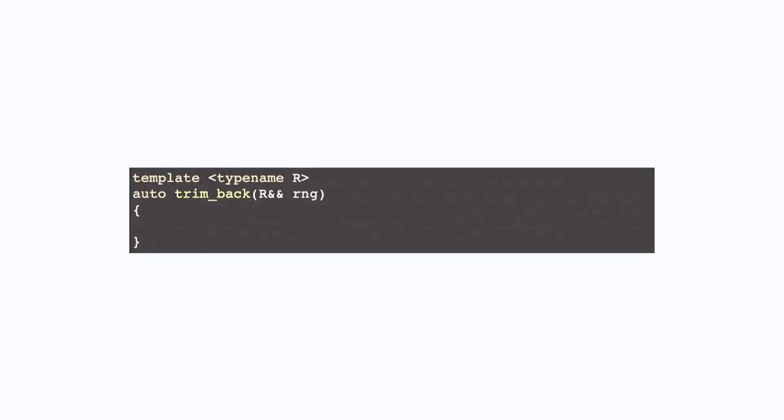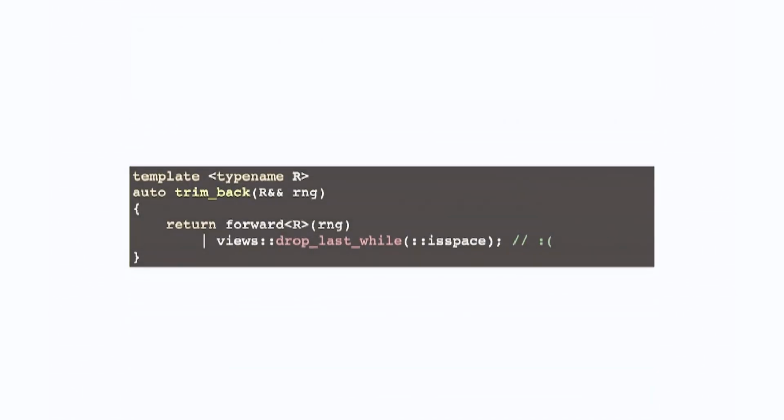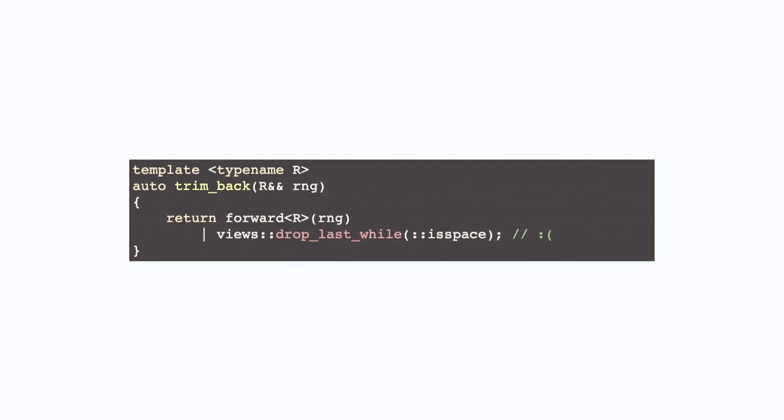So now, what about trim back? What we were doing before, we were trimming elements from the front of our range, right? So for trim back, we want to be able to do the same thing. We want to start at the back of our range, say, are you white space? Okay, I'll ignore you. Are you white space? Okay, I'll ignore you. Until we find a non-white space character. So in the ideal world, we would have some adapter called something like drop last while that would do what we wanted, right?